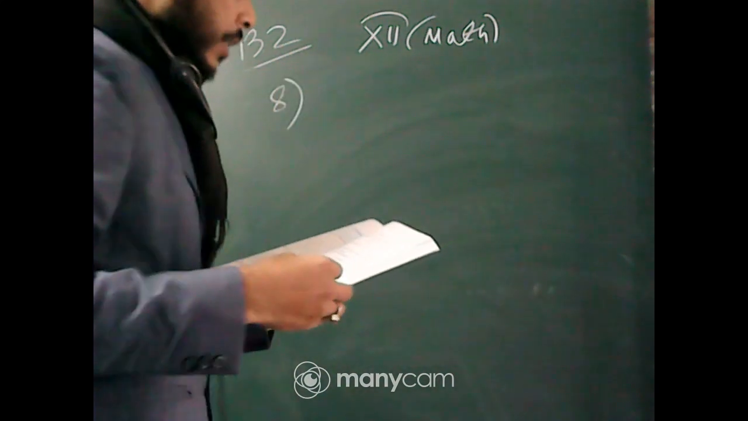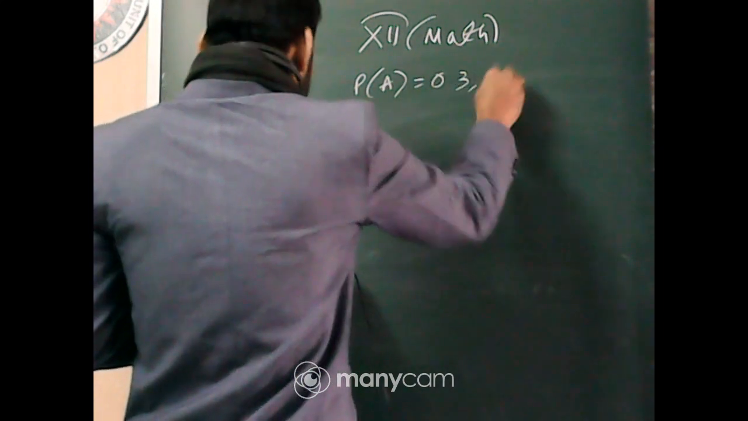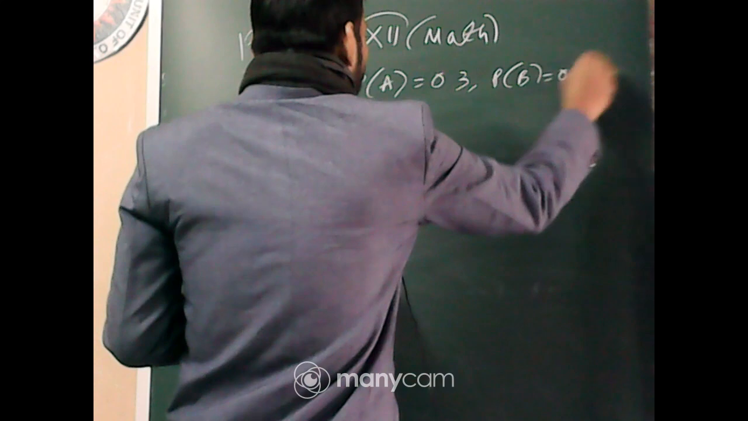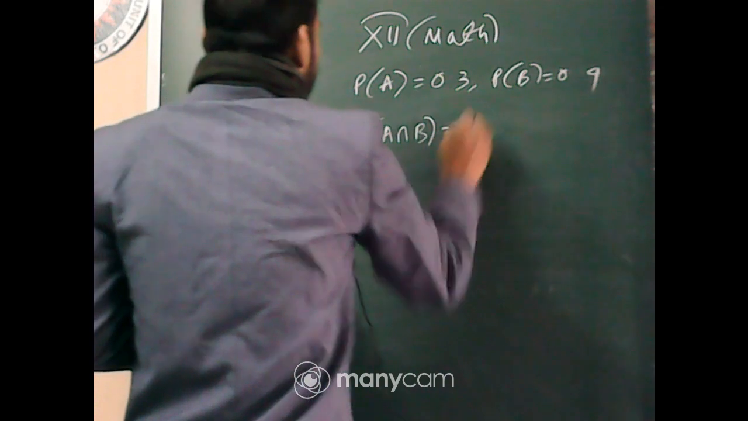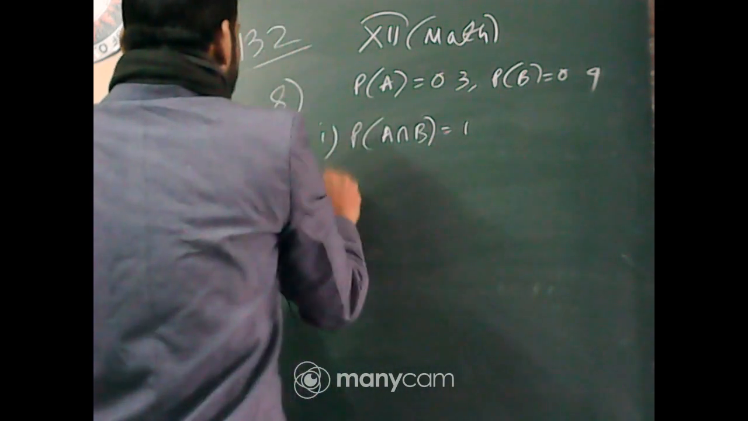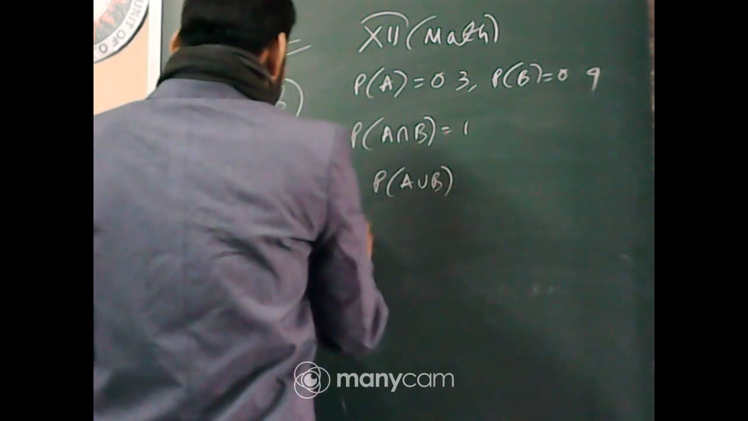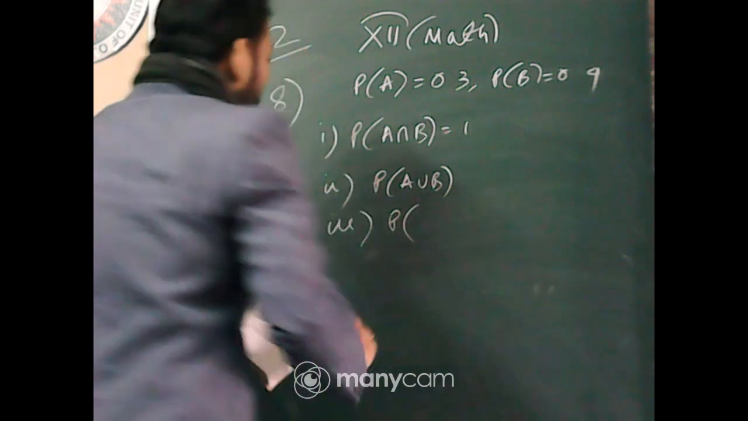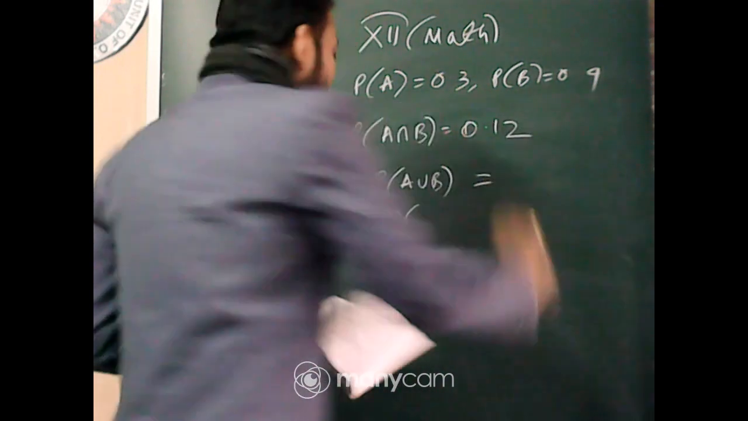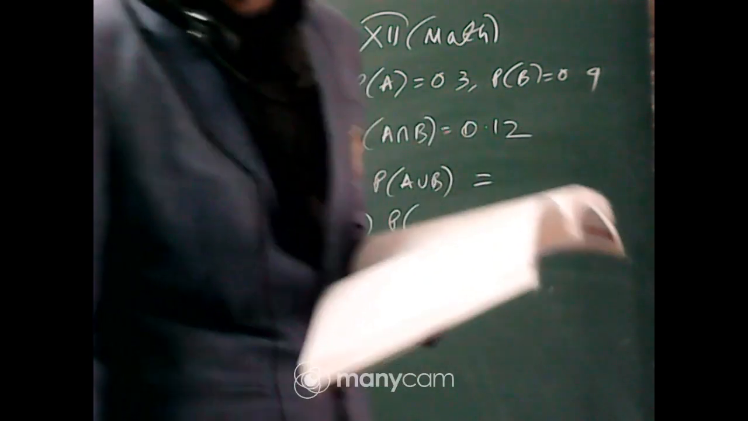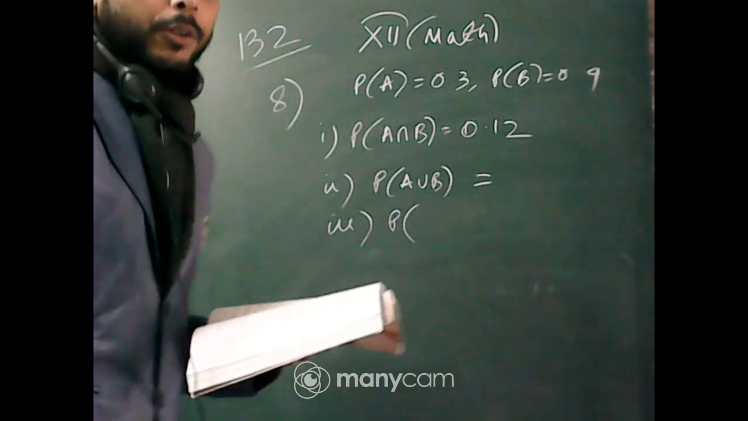A and B are independent events such that P of A is 0.3, P of B is 0.4. Find P of A intersection B. You just tell me the answers. You do it in your copy and tell me the answers. Number 1, P of A intersection B is 0.12. Very good. Second one, P of A union B. You just do it: 0.3 plus 0.4 minus 0.12.